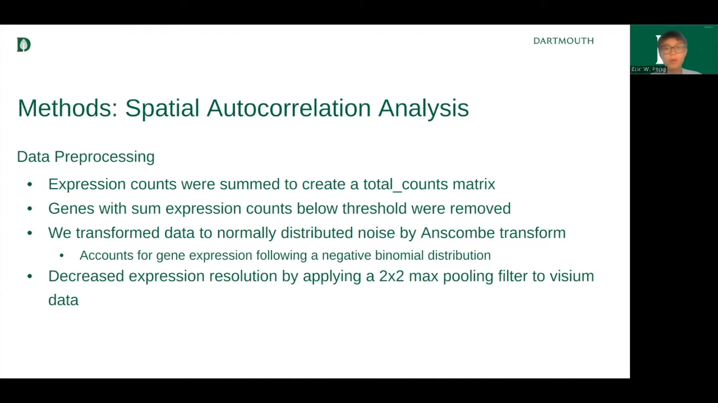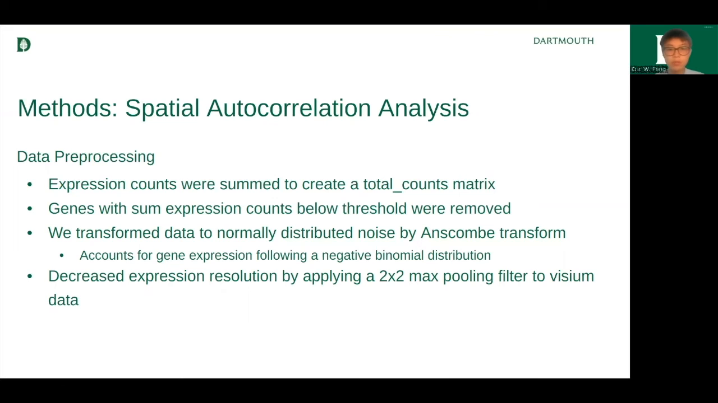The next step in our workflow was a spatial autocorrelation analysis, but before we could pass spatial transcriptomics data through our spatial models, we needed to process the data a little bit first. So for each gene in the Visium data, we summed the expression counts to create a total counts matrix. We use this as a reference for individual gene expression to compare back to. We removed genes from our analysis that had a sum expression across all barcodes of less than 3 sequences, since those genes were so lowly expressed that they were insignificant to our analysis.